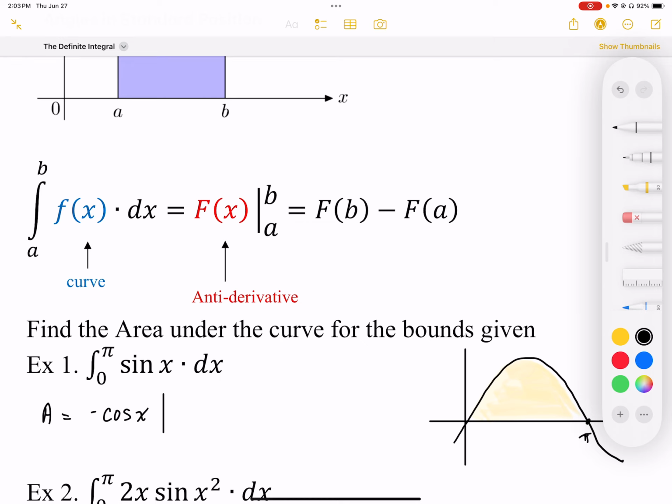And I can evaluate it from my bounds. So this vertical line represents a line to keep track of my bounds. And that's going to be the difference between negative cosine at pi minus negative cosine, or plus cosine, at 0. Well, cosine at pi is negative 1, so I get negative of negative 1 is 1, plus the cosine of 0 is 1. So that area works out to be exactly 2 units squared.